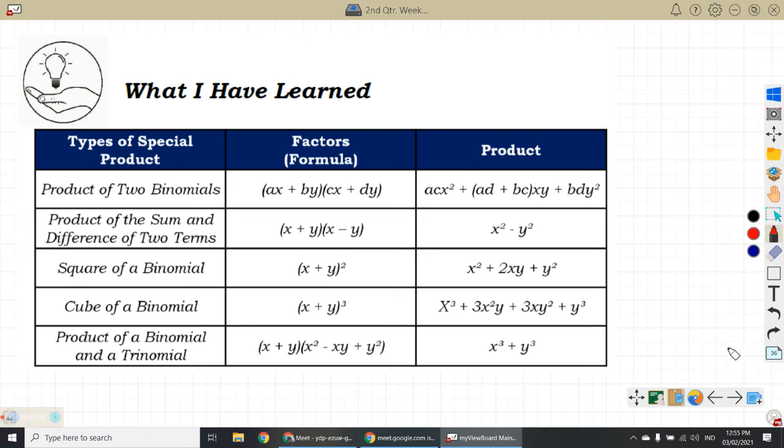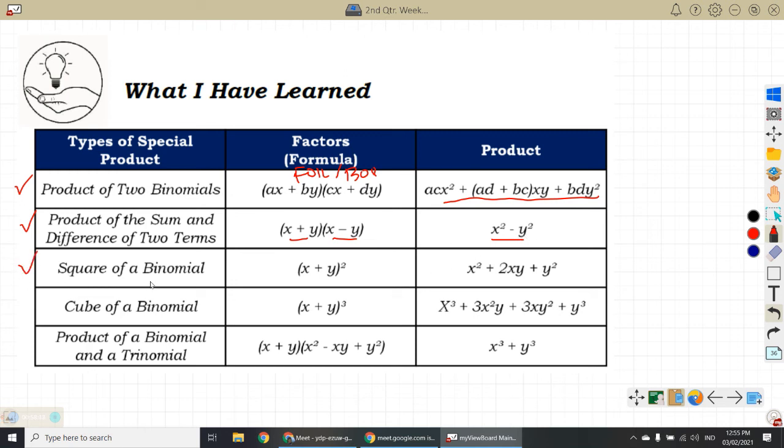So, to summarize the lesson, we have the types of special products that we have learned. The product of two binomials. And we have here the FOIL method. This one is the FOIL method, or the box method. Pwede rin box method. The product will be this way. Next one is the product of the sum and the difference of two terms. The product will be this way. Okay? The difference of two squares. Ang tawag dyan, difference of two squares.